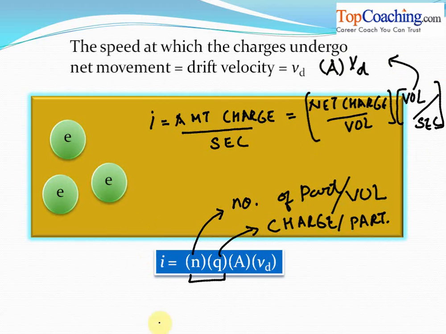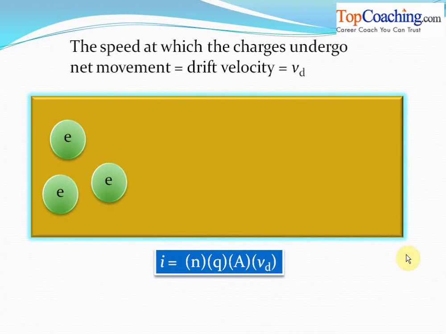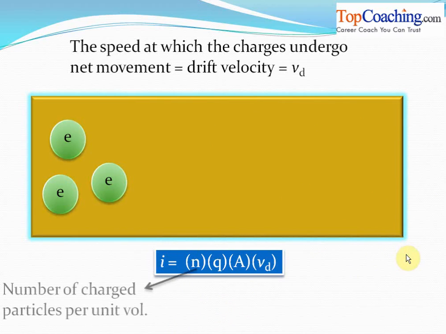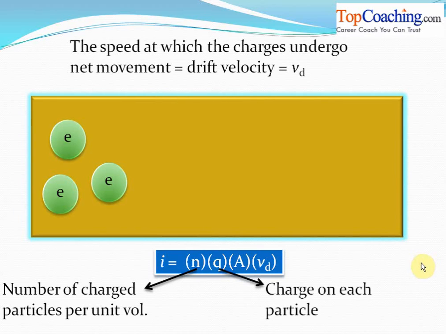Therefore, the net electric current can be given by this expression that you see on your screen in this blue box. And yes, you must remember this expression. As you can see, n represents the number of charge particles per unit volume. q represents the charge on each particle. So I is nqA into Vd, where Vd is the drift velocity, A is the cross-sectional area of the conductor, and nq is the net charge per unit volume in the conductor. This expression is very useful in solving objective type questions.